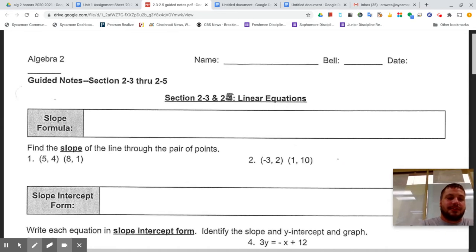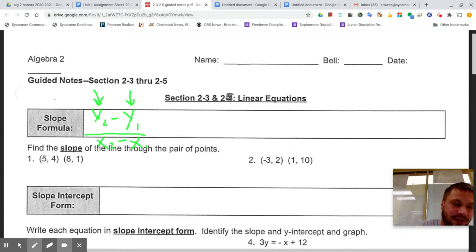Okay. So to do that, what we do is we've got y2 minus y1 over x2 minus x1. Okay. So what the twos and the ones mean is what point is it coming from? So this is y2, y of the second point, minus y of the first point, over x2, x of the second point, minus x1, x of the first point.